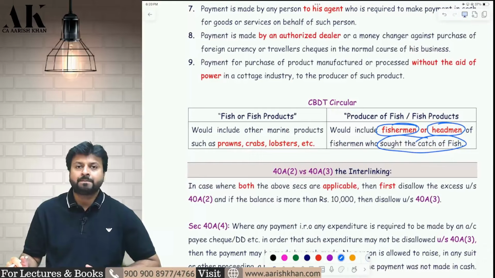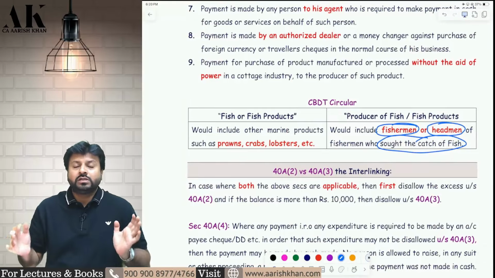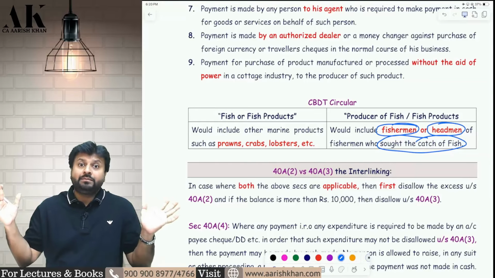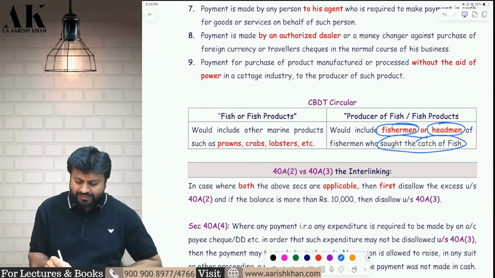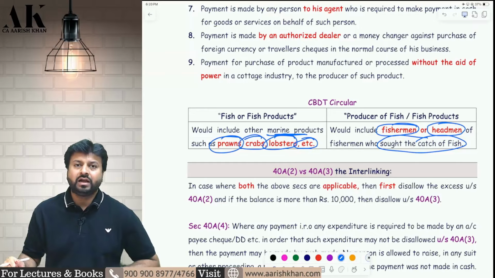It is allowed. And one more question was raised in case of fish and fish product. What does fish and fish product include? Because fish and fish product, marine products include a lot of items. So the government has said that fish and fish product would include other marine products like prawns, crabs, lobsters, etc. All these things will be covered under fish and fish product. I hope it is clear to all of you.